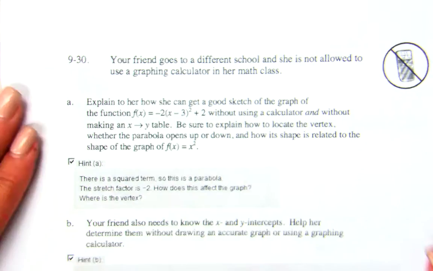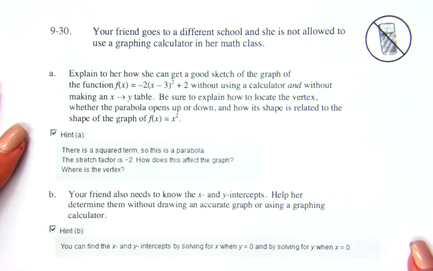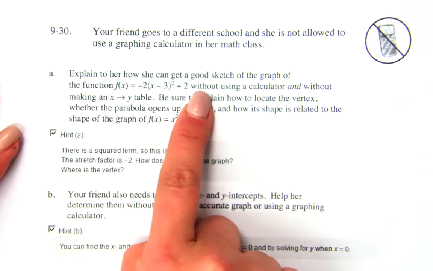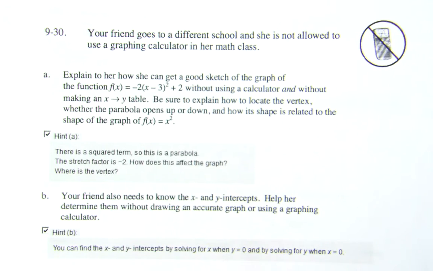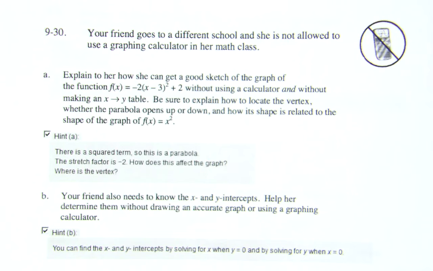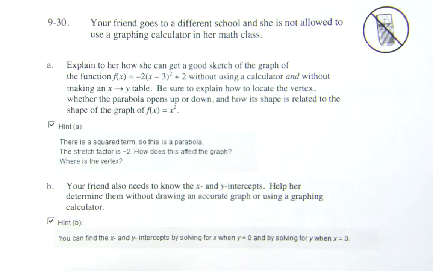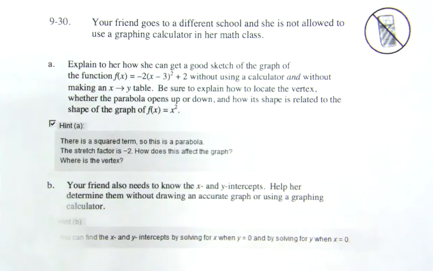That's 29. 30 is what we've been doing in class for the past 2 days. It basically wants you to graph -2 times x minus 3 squared plus 2 without a calculator. It should go on an xy plane pretty accurately, and it shouldn't be too difficult to do without a graphing calculator and without making an xy table. And then it wants to know the x and y intercepts. The learning log that we did today should be able to help you out. You already have the graphing form, so you should be able to tell me that the vertex is at 3, 2.